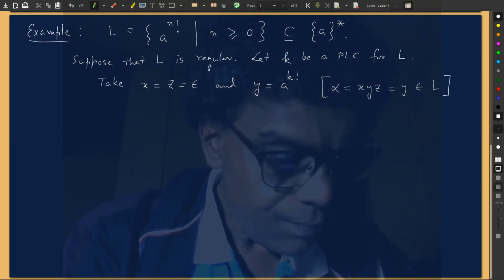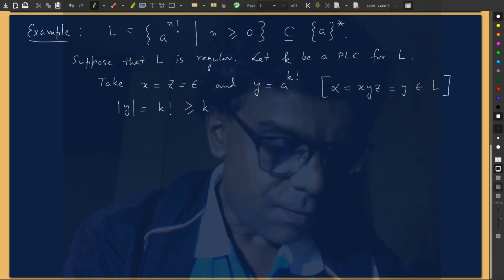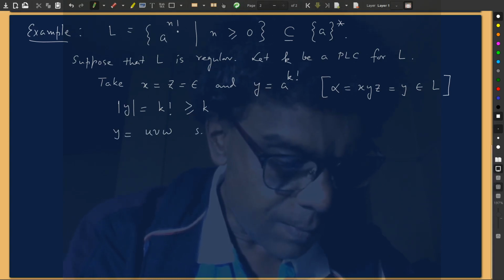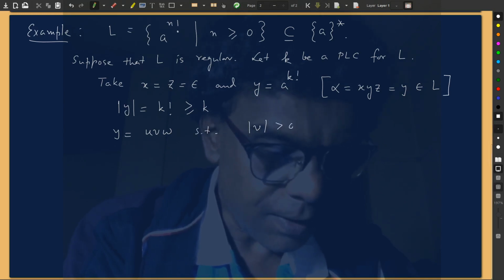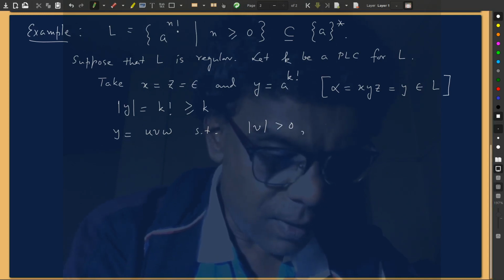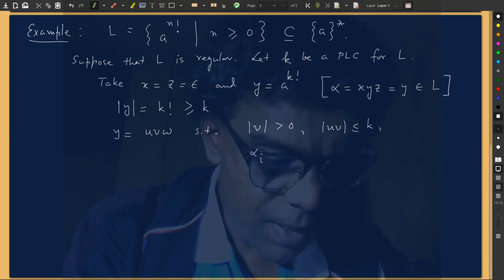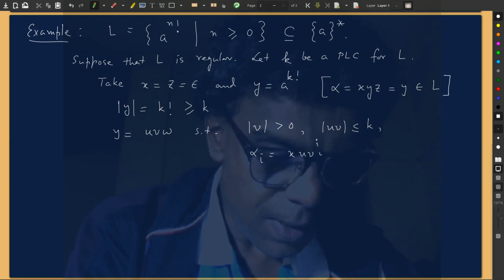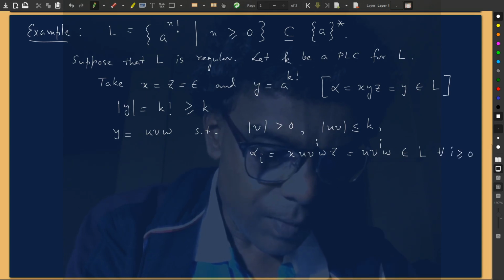And also the length of y is k factorial, which is greater than or equal to k. Therefore, we have a decomposition of the form y equal to uvw such that again the length of v is greater than 0, and the total length of uv is less than or equal to k, but we will not use this in this exercise. And the string alpha i, x u v power i w z, where x and z are empty, so I can just write it as u v power i w, is in L for all i greater than or equal to 0.